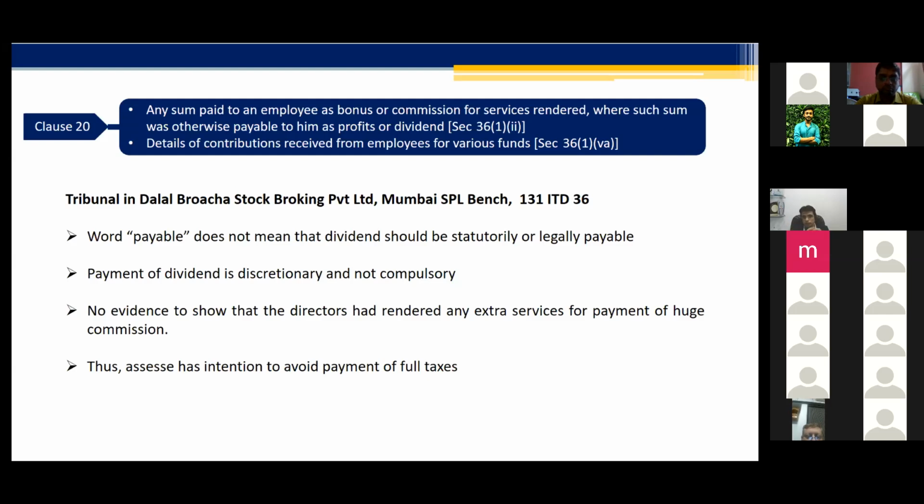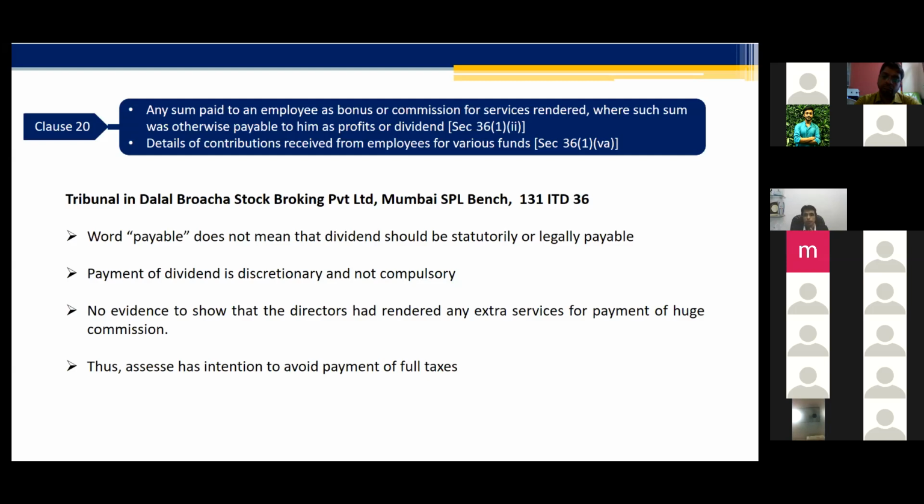What happened in this case, Dalal Docha? There were 2 shareholders and 2 directors, and they were never paying any particular dividend. Whatever was profit, leaving apart a small portion, say 10% or 20% of the profit, 80% of the profits were paid at the year end as a commission to the directors.